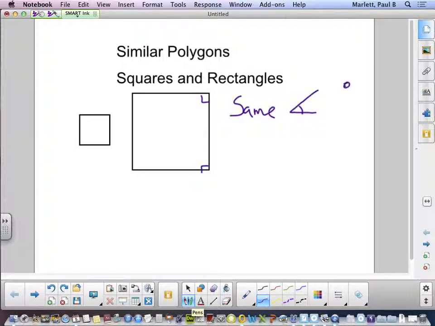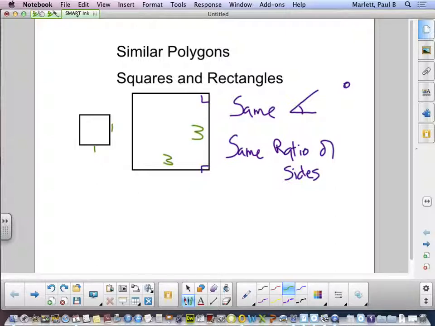You're going to want to write this down. They also have the same ratio of sides. Okay, so what that means? If this is 1 and this is 1, right? If my sides are the same length, if this is 3, what is this one going to be? 3. It's going to be 3. So the ratio of the sides is the same.